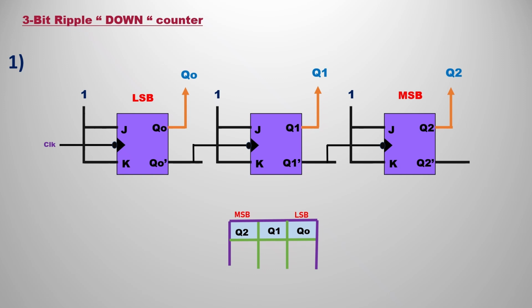But you are going to manipulate the clocks. The clock for the second flip flop is Q0 bar. The clock for the third flip flop is Q1 bar. Now we are going to understand this diagram with the help of timing diagram analysis, so that you can understand how this performs as down counting.